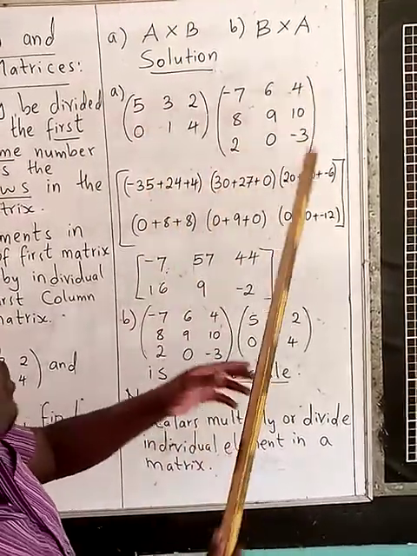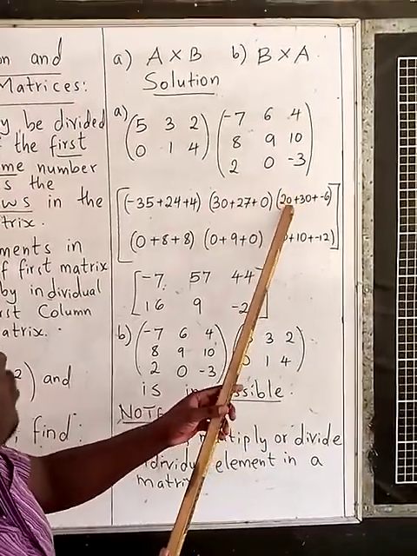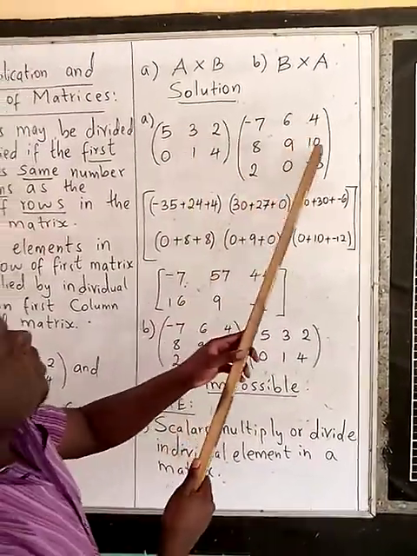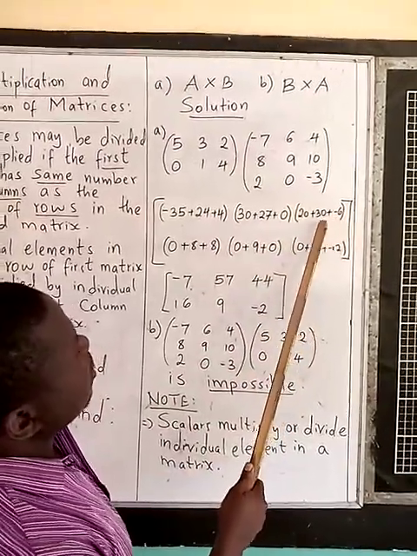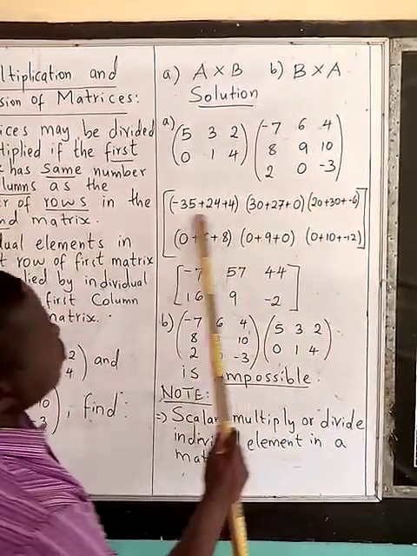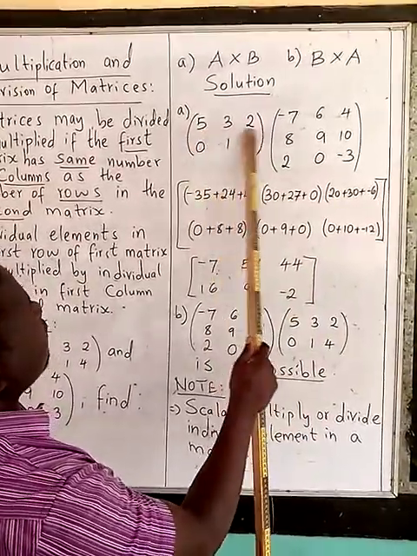Then first row, third column, we have it here. 5 times 4, that is 20. 3 times 10, that is 30. 2 times negative 3, that is negative 6. So we are done with the first row, because we have used the first row in our first matrix.